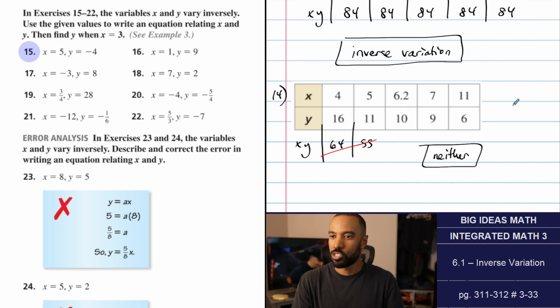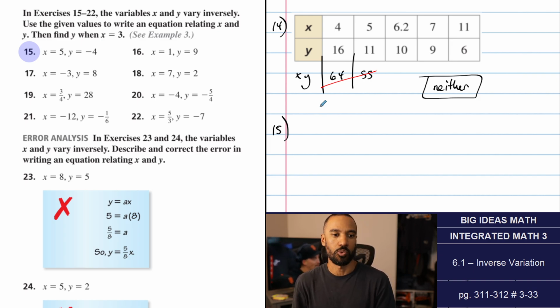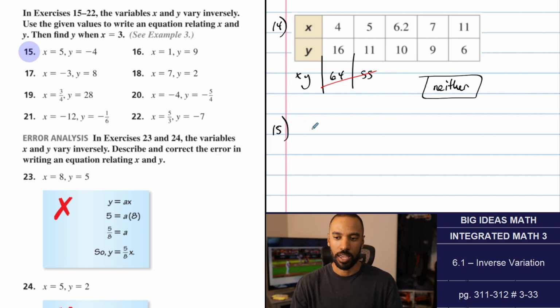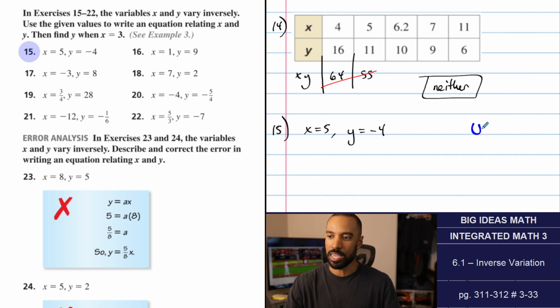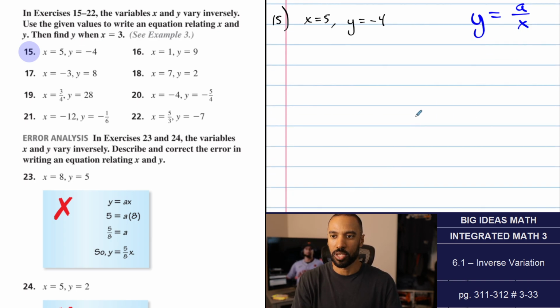Numbers 15 to 22. We only go up to 33, so... The variables x and y vary inversely. Use the given values to write an equation relating x and y, and then find y when x equals 3. So in each scenario, it is inverse variation. That is what the section is built upon. Remember, our inverse variation setup is looking like this here. Y equals a over x. So we're going to substitute these values for y and x in this problem set.